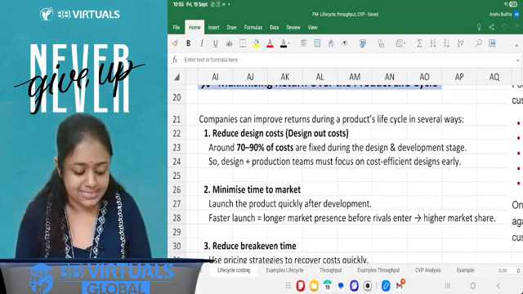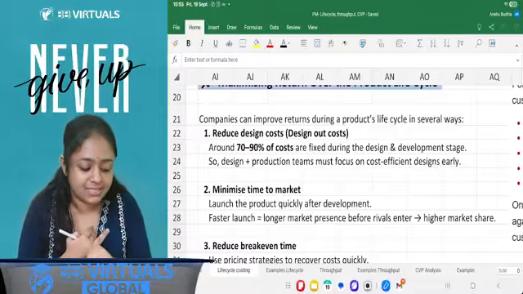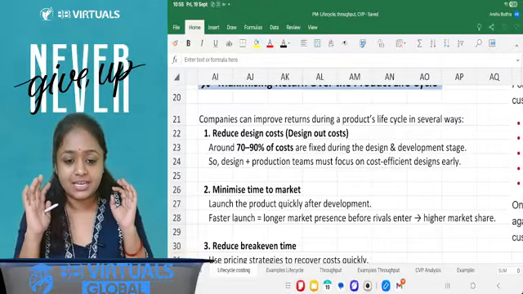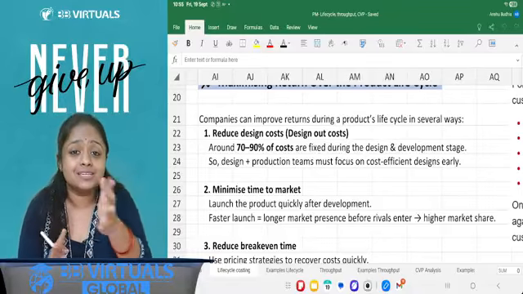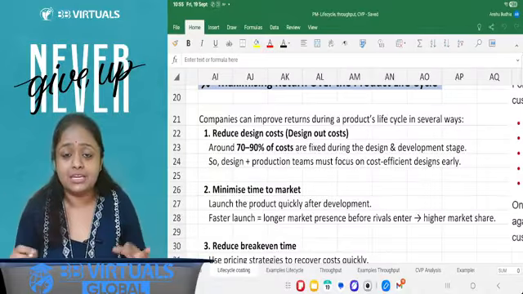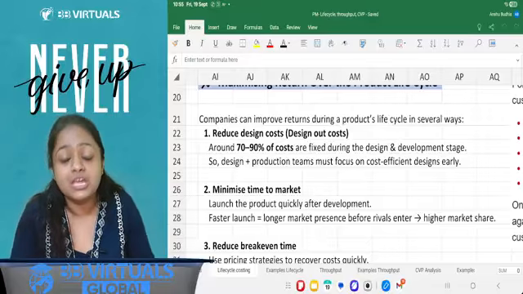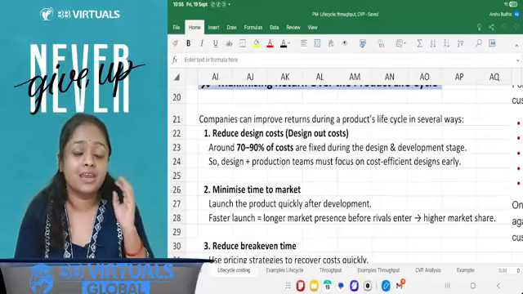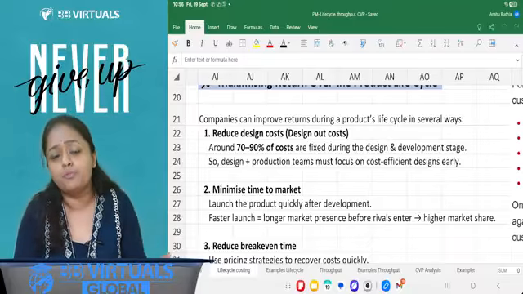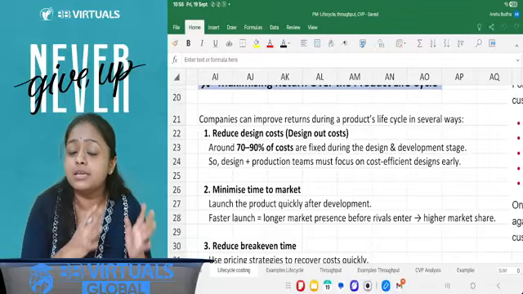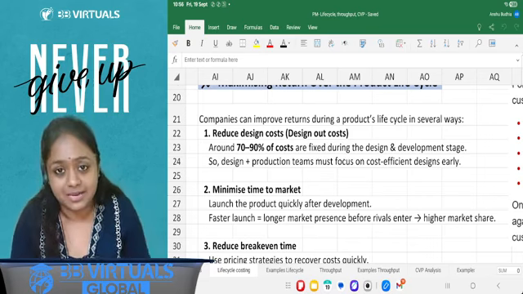So what do we see, guys, here? We see the first step to maximize the return. And why are we discussing it? It's only because you have to suggest these ways in your exam. You'll have a case study where you have to think and then suggest to the management the ways that they can reduce their costings. So number one, reduce the substantial portion of the cost which is incurred in the planning, designing and introduction phase, around 70 to 90%.